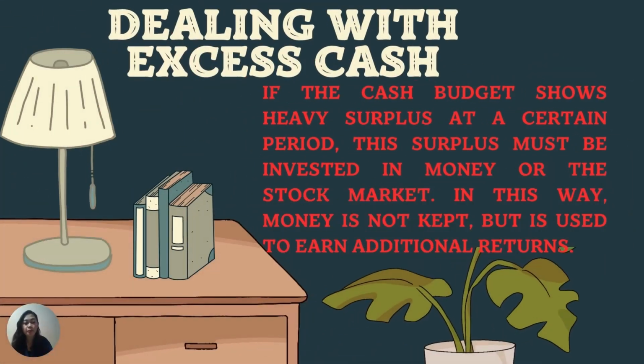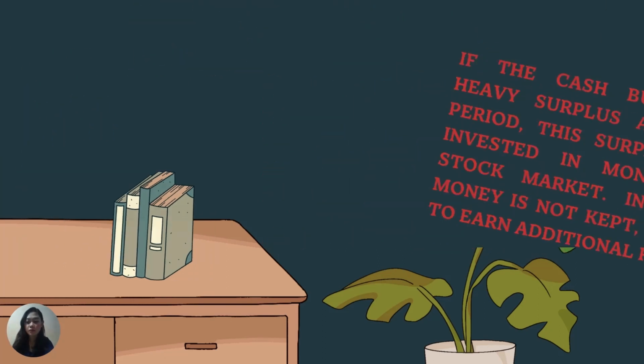Next is dealing with excess cash. If the cash budget shows a heavy surplus at a certain period, this surplus must be invested in money or the stock market. In this way, money is not kept idle, but it is used to earn an additional return. So this topic says that if your business has a lot of money, you should invest it in something that gives you a return. This is what we call ROI, or return on investment.